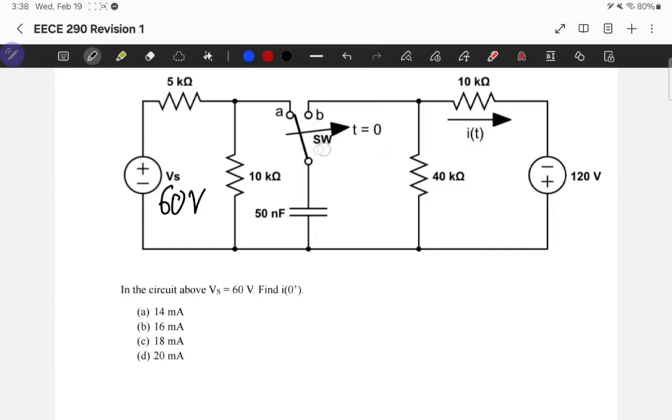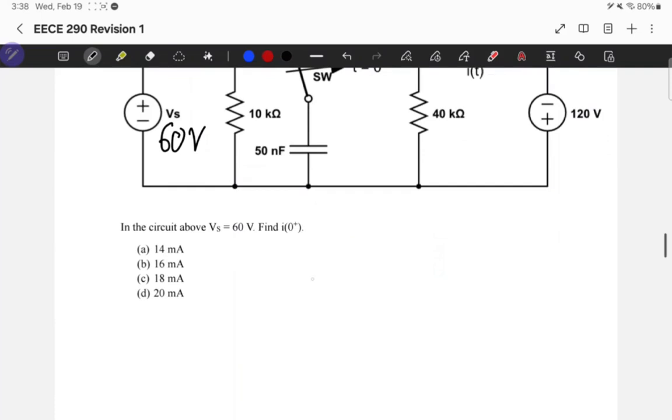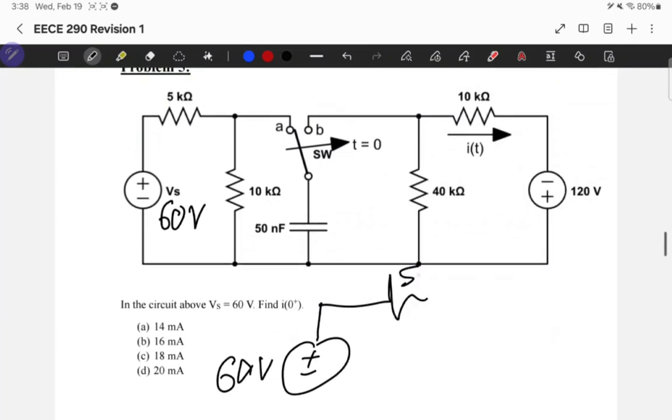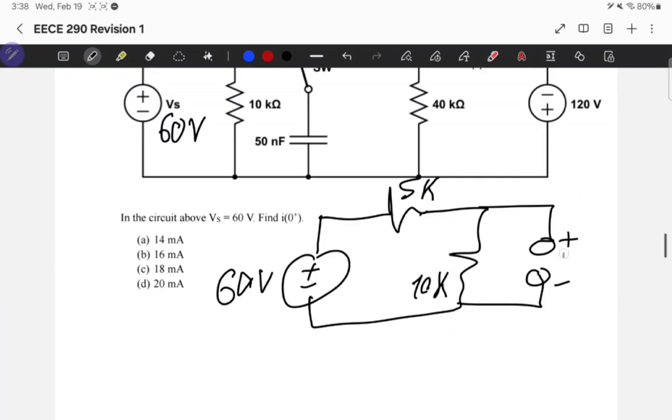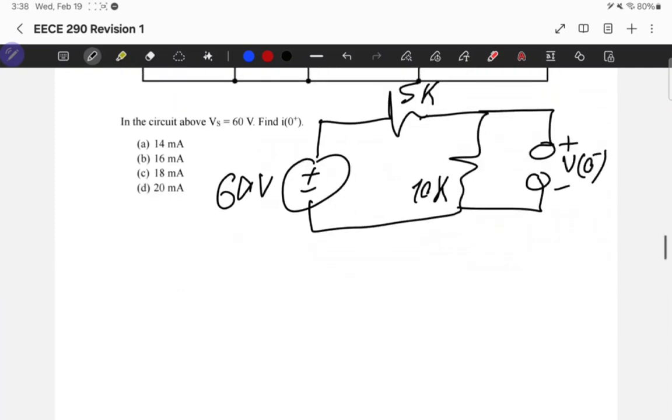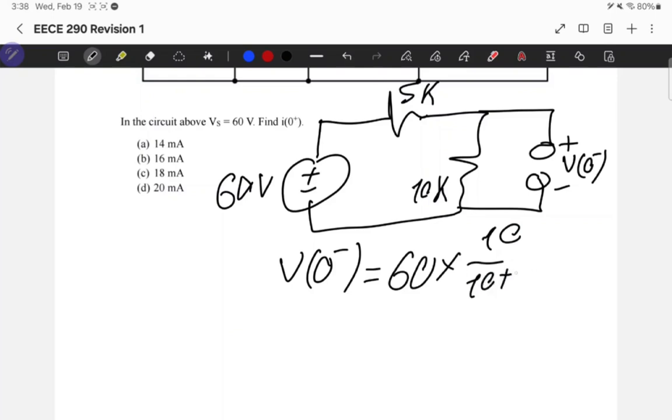Okay, so this is my strategy. So before switching, my circuit was looking like this. Plus minus 60 volt, 5 kilo ohm, 10 kilo. And this is an open circuit. So the voltage in here can be expressed by a voltage divider. So I know that V at 0 minus is equal to the voltage across the 10 kilo ohm resistor, so 60 times 10 over 10 plus 5. So V at 0 minus is equal to 60 times 10 over 15, so 40. This is V at 0 minus.